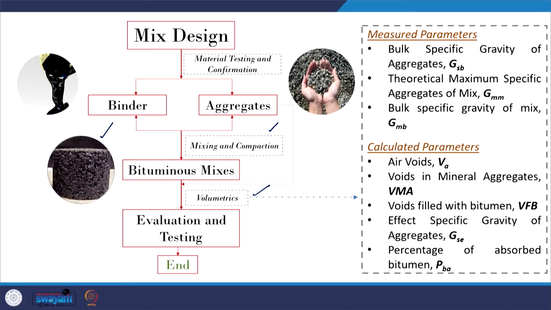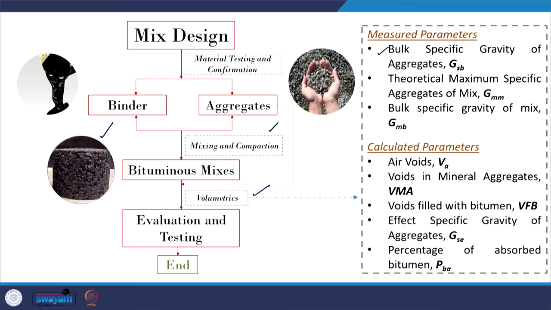Talking about the volumetrics, which will be our prime discussion today, we have to note a few important points. We have already discussed aggregates, and I also told you that the specific gravity of aggregates is one such parameter which is directly used in the mix design. This can be measured in the lab using some process, for example, weight in air, saturated surface dry weight, and weight in water. So GSB is one parameter which can be measured in the lab.